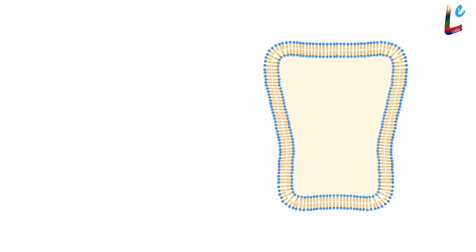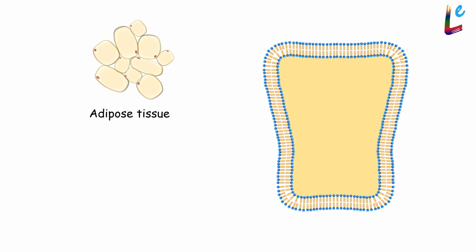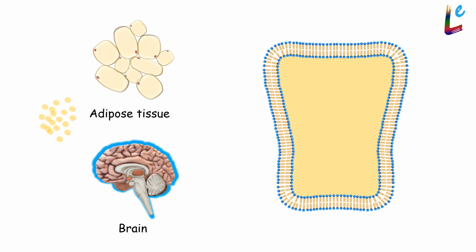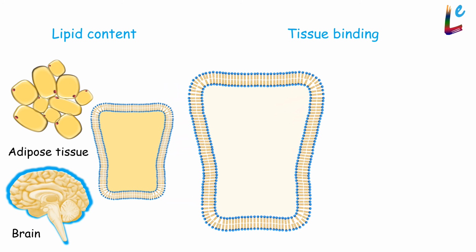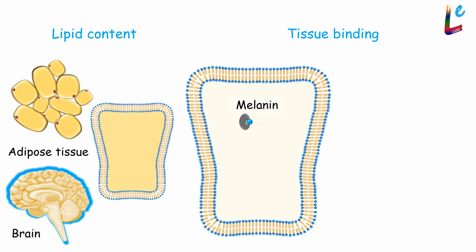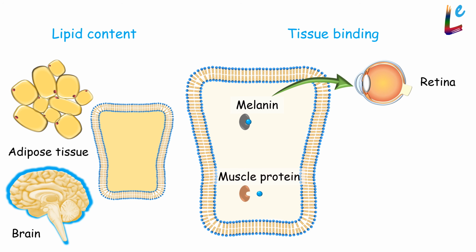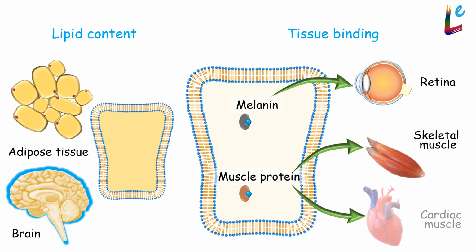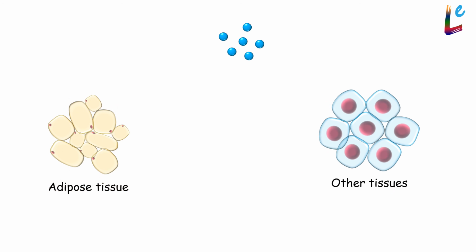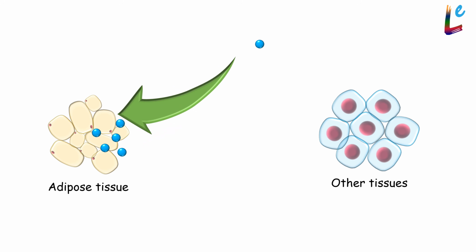Consider a tissue with high lipid content like adipose tissue or brain. A highly lipid-soluble drug will dissolve in the lipid and is likely to distribute more into these tissues. Similarly, a drug that binds to melanin may accumulate in melanin-containing tissues like retina. Or a drug that binds to muscle proteins may accumulate in the skeletal or cardiac muscle. Thus, a drug may accumulate more in one tissue than in other tissues.